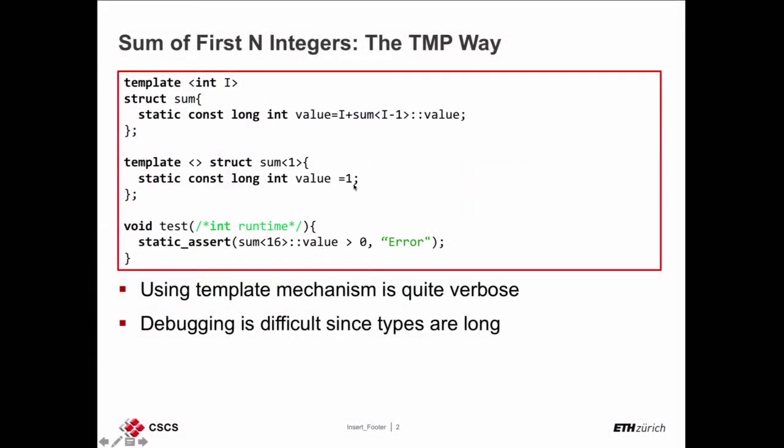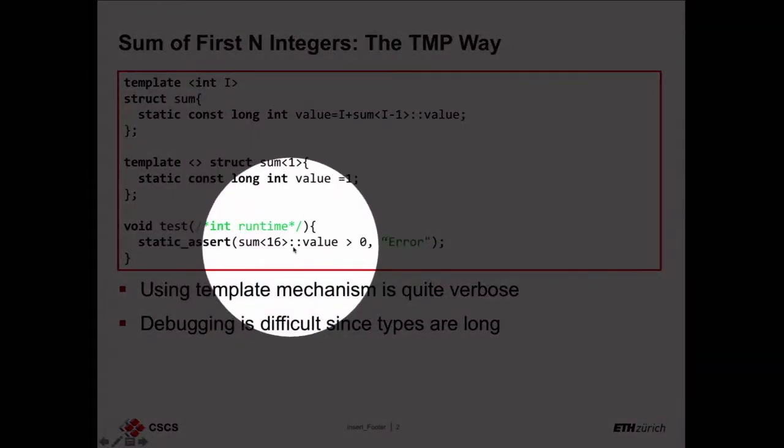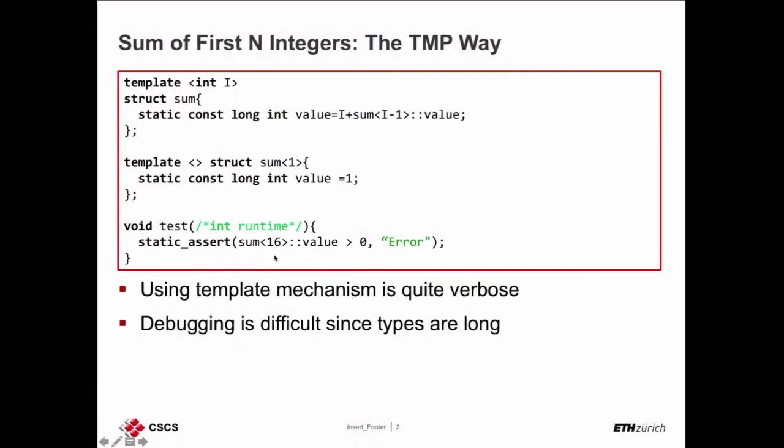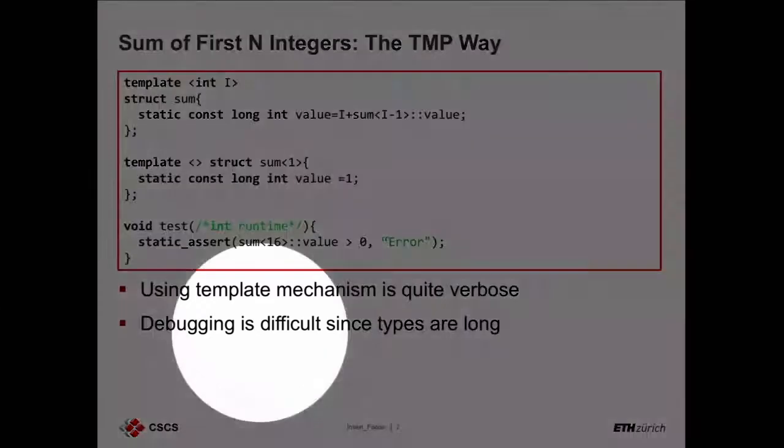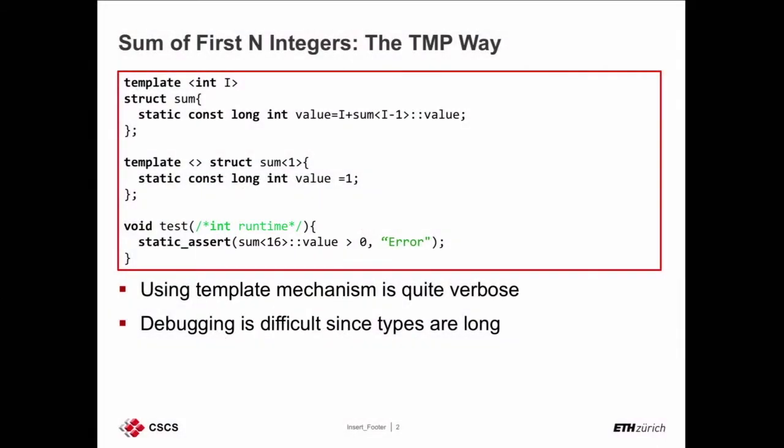So what happens here is that when I instantiate sum 16 colon colon value, I go to 16 plus sum 15. The sum 15 goes to 15 plus sum 14, and then until you go to 1, you unroll it, you get all this thing, and at compile time, you will get the sum from 1 to 16, which is 16 times 16 divided by 2, whatever number it is. And this is what you would have done before constexpr.